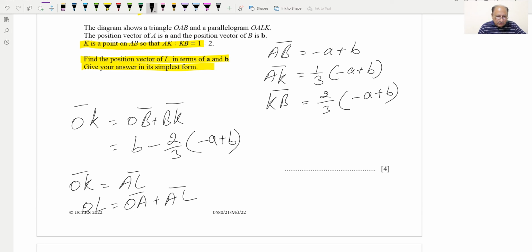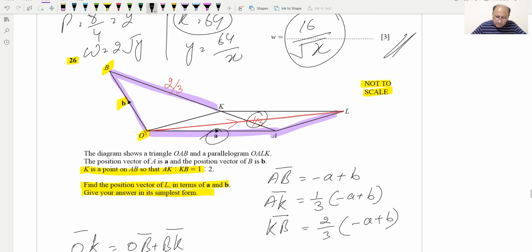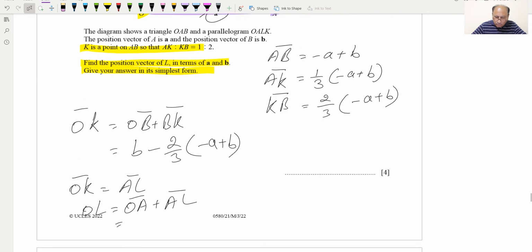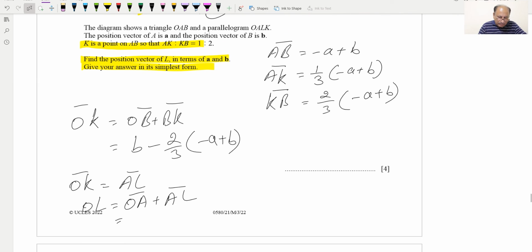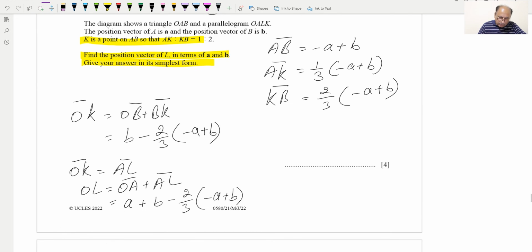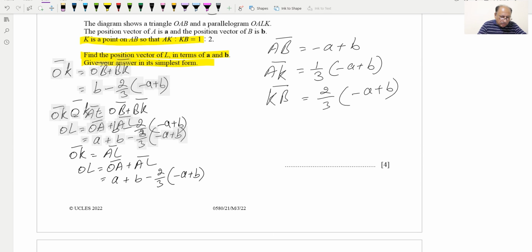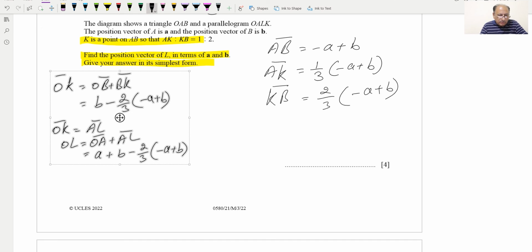Now OA is what? OA is A. We know OA is equal to A and AL is equal to OK. So we can write A plus B, since OK is this one which we found. So we will copy this B minus 2 by 3 of minus A plus B. And if I reduce this so that we can have space for working, to a readable size, I'm reducing it and moving it a little up over here, and now we can use this space.